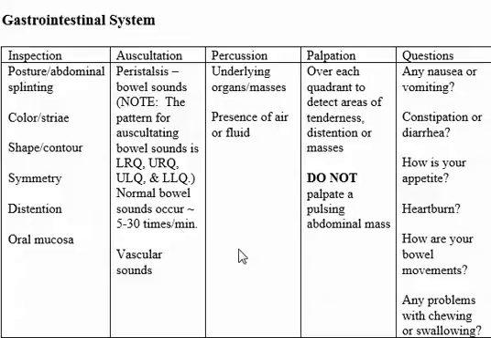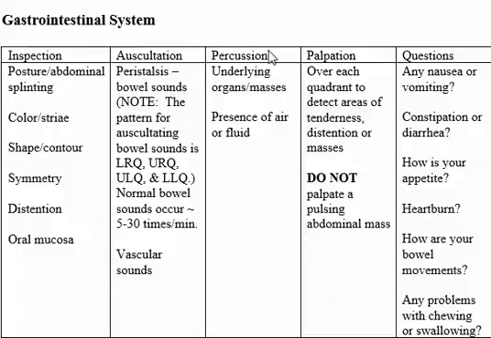Hyperactive bowel sounds are those that occur greater than 30 per minute. Diarrhea, constipation, or laxative use can cause this, and it indicates increased peristalsis. Now, if you do not hear any bowel sounds, you have to listen for a total of 5 minutes.